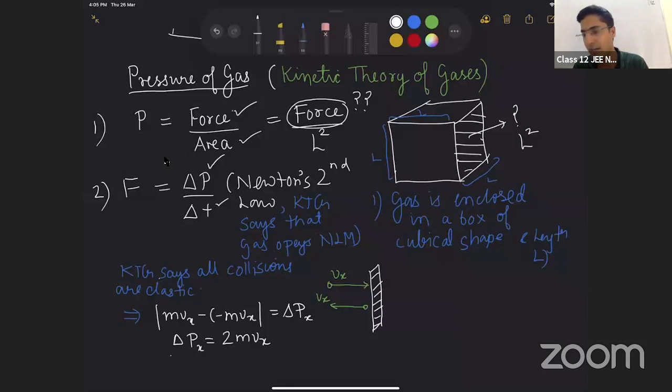So we now know delta px is 2mVx. Now this is the first part. So I now know the numerator. This is known, right? If I want to find out force, I also need the denominator, correct? How do I find out the denominator? Now delta t is the time taken between 2 consecutive collisions. Now think of this. I'm going to go down a bit.